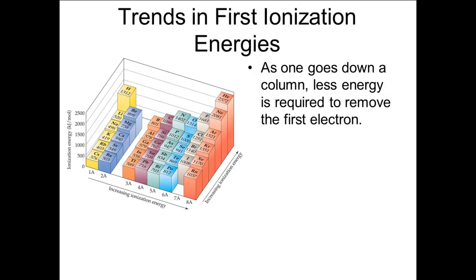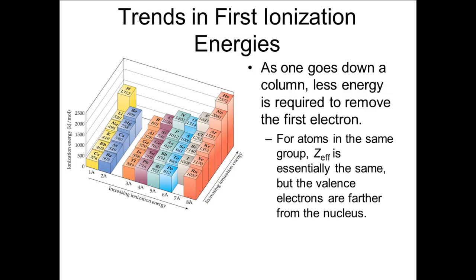As one goes down a column, less energy is required to remove the first electron. The reason for this is that the energy level of the valence electrons gets higher as we go down the column, while the effective nuclear charge remains essentially the same.